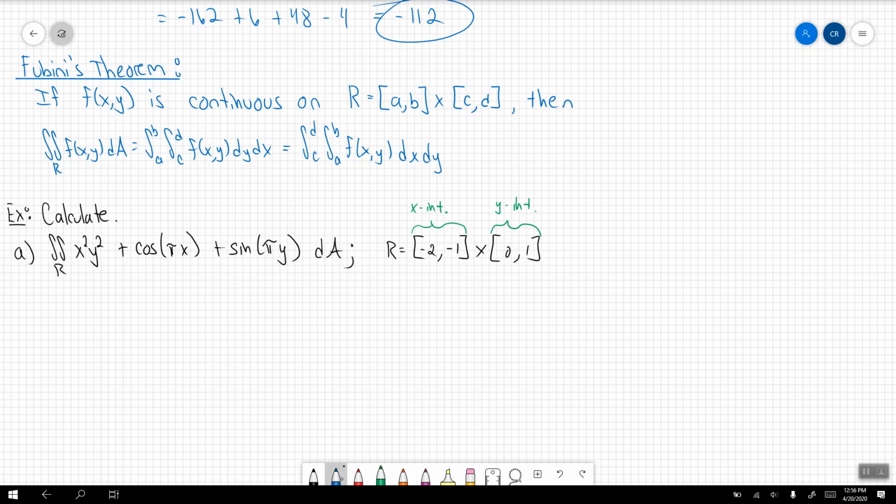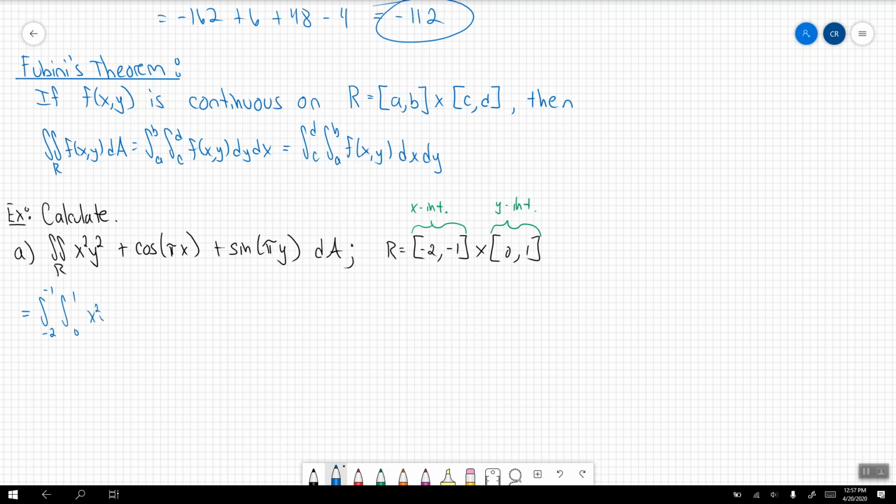Alright, so because this is a rectangular region, and we know it's a rectangular region because of the bounds that they give us, I can use Fubini's theorem to say we can integrate with respect to x or with respect to y first. Doesn't matter. However you want to set it up, that's perfectly fine. I'm going to set up my x's here, -2 to -1, and then I'll do the y's, which is going to be from 0 to 1.